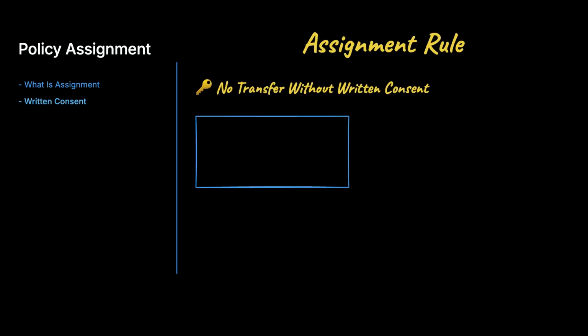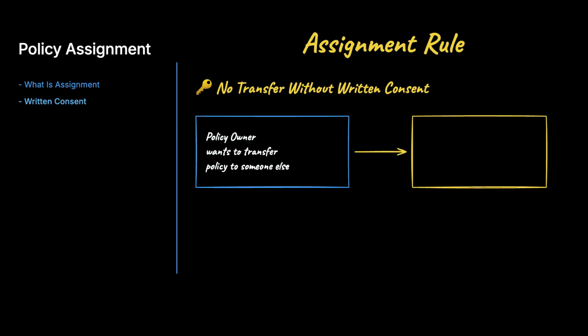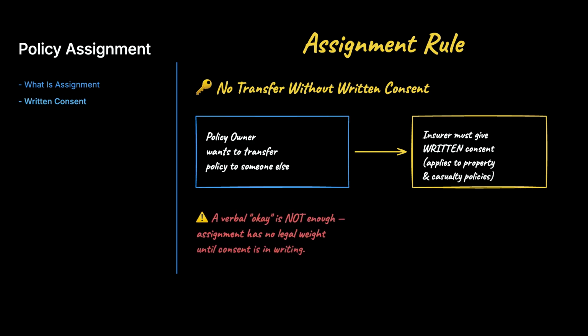That personal nature drives the core California rule. A policy may not be transferred to anyone else without the written consent of the insurer, and this applies to both property and casualty policies. Notice the word written.